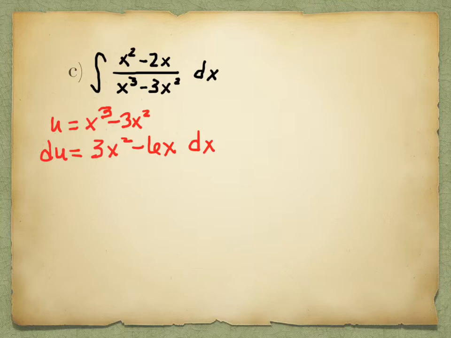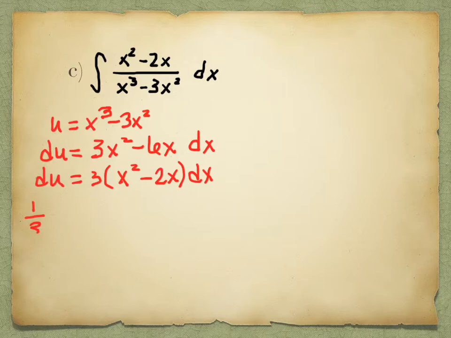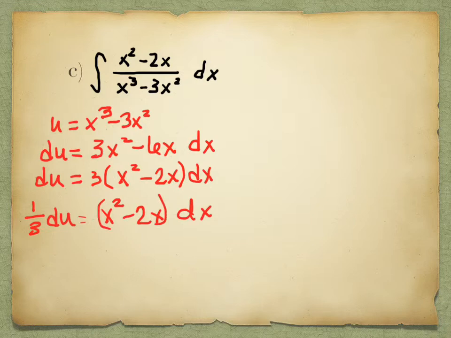Right, factor out a 3, right? It's exactly 3 times as much. So if I rewrite or rethink about it this way, I've actually got 3 times the numerator. And I can do exactly what I did a moment ago and write this as 1/3 du equals x squared minus 2x dx. So in essence, all of that, x squared minus 2x dx, is going to be replaced by the 1/3 du.